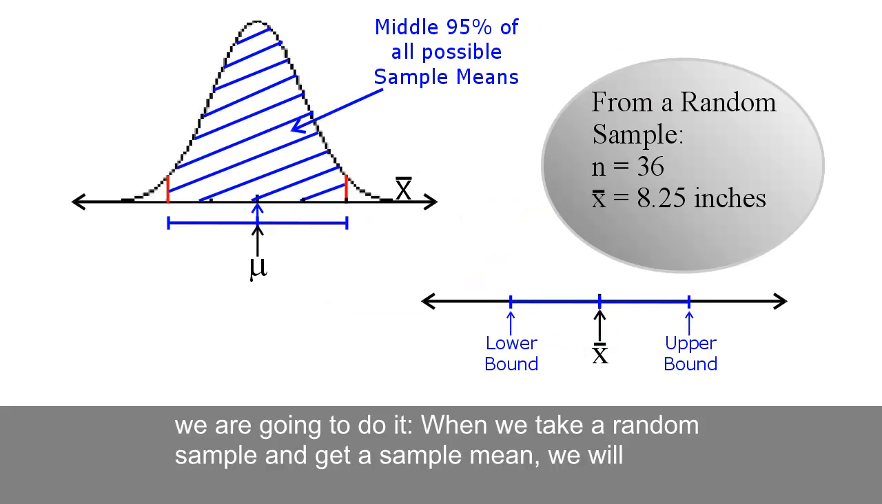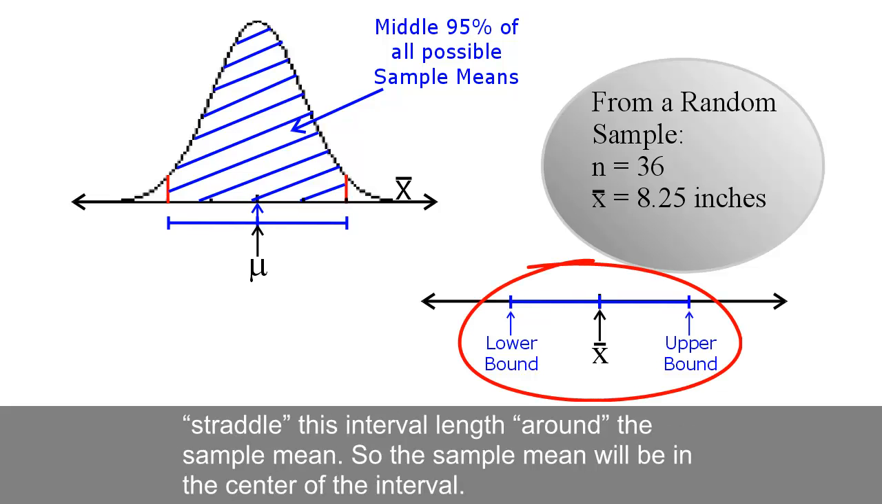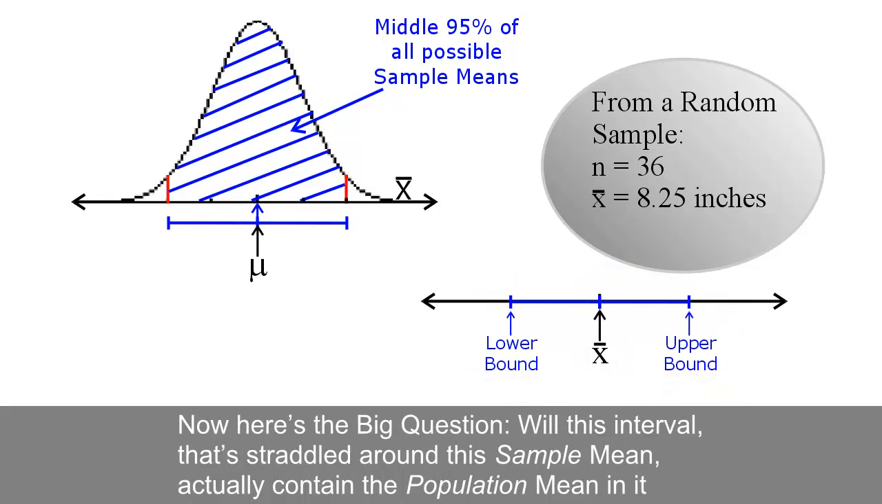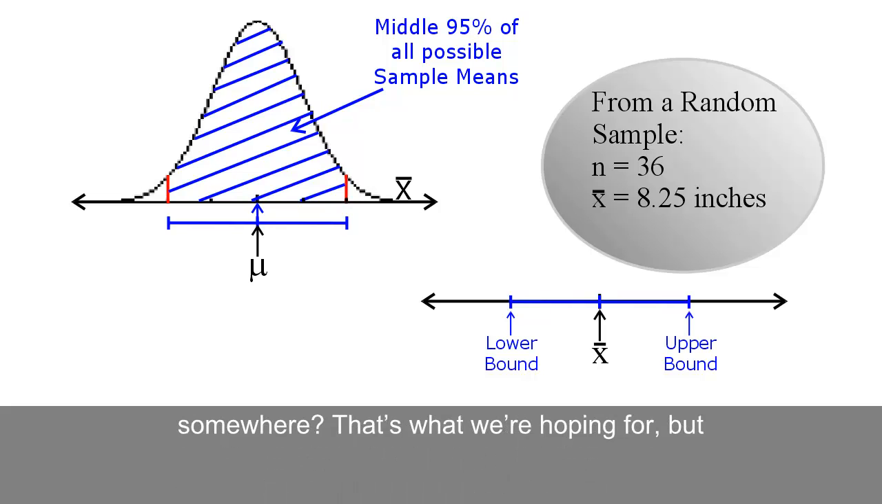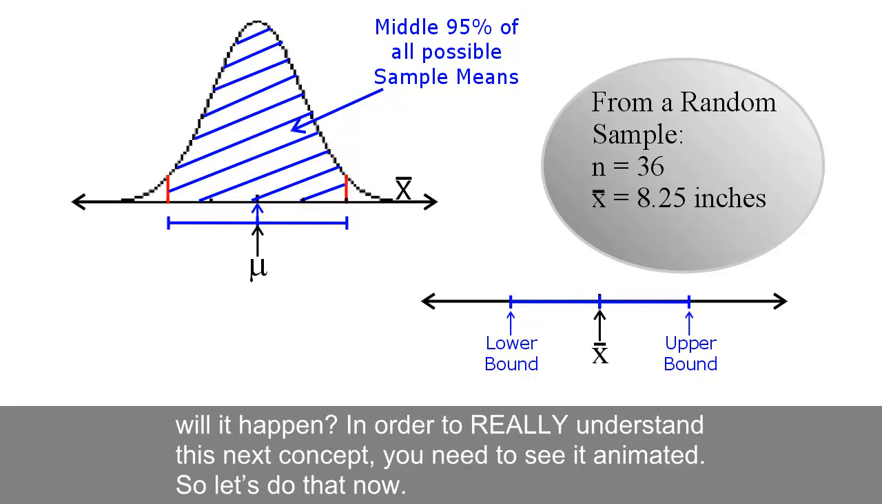When we take a random sample and get a sample mean, we will straddle this interval length around the sample mean. So the sample mean will be in the center of the interval. Now here's the big question. Will this interval that's straddled around the sample mean actually contain the population mean in it somewhere? That's what we're hoping for. But will it happen? In order to really understand this next concept, you need to see it animated. So let's do that now.